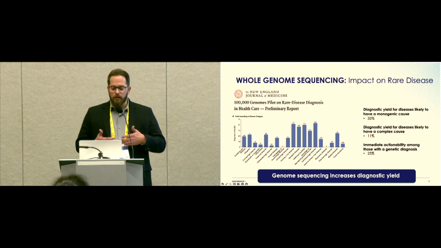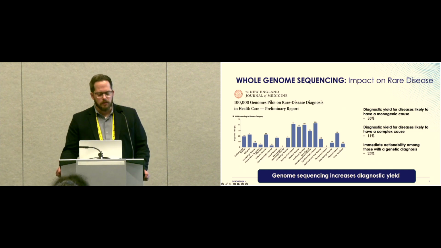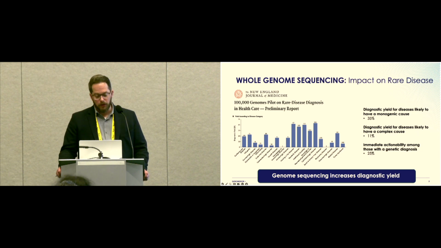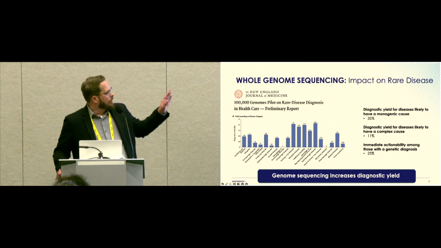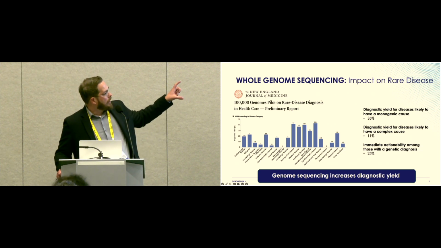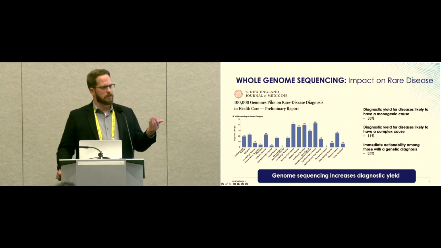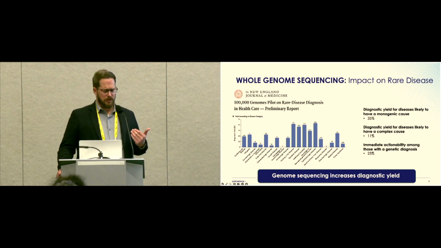So I mentioned earlier that my bailiwick has, up until this point, been focused on rare disease. This is an example, for those of you who may not be so familiar, where genome sequencing demonstrably increases diagnostic yield. So this is from a 100,000 genome pilot on rare disease and healthcare from a New England Journal of Medicine paper published recently. The graph is complicated, but on the y-axis is diagnostic yield. So how many patients get a meaningful diagnosis that's informed by genome sequencing?